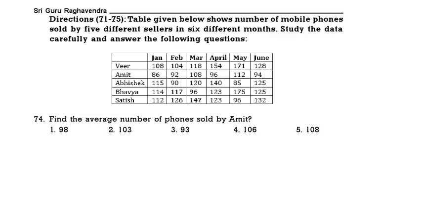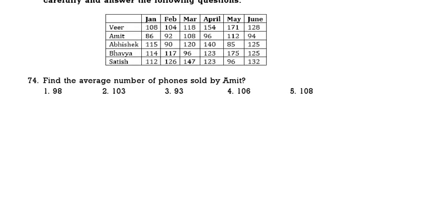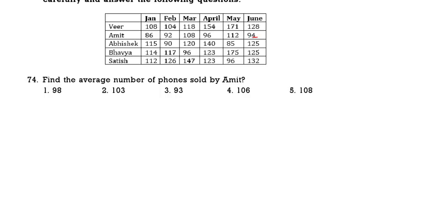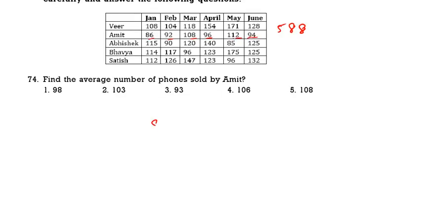Find the average of the phones sold by Amit. Amit's phones, we have to find the average. Now see here. 4 plus 2 6, 12, 20, 22, 28. 2 plus 9 11, 12, 21, 30, 38. 3 plus 1 4, 5. This is 588. 588 by 6. 6 nines 54, 6 eights. 98 is the correct answer.